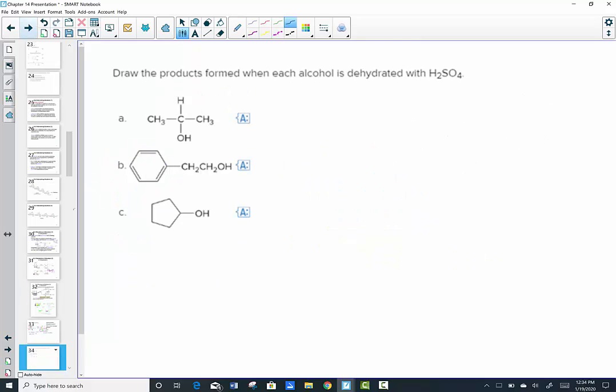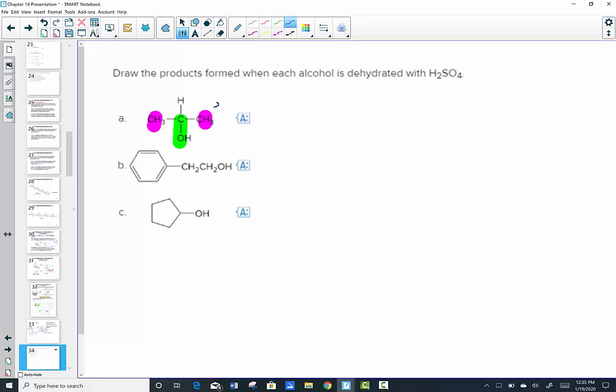Draw the products formed when each of these alcohols is dehydrated with H2SO4. We locate the carbon on the hydroxyl group. Then we locate the hydrogens in the adjacent position. To eliminate, we need an adjacent hydrogen next door to the hydroxyl group.